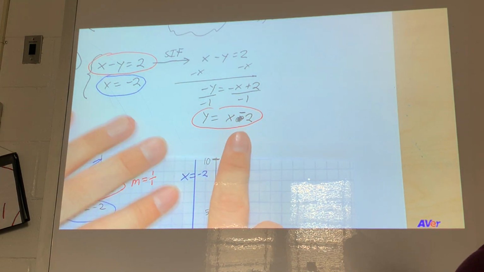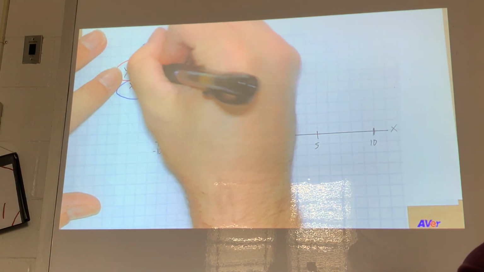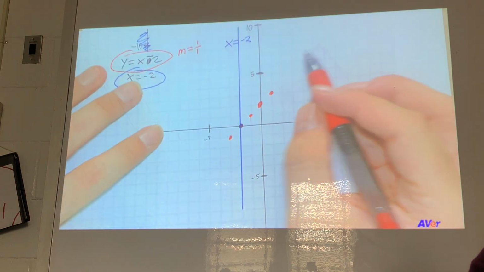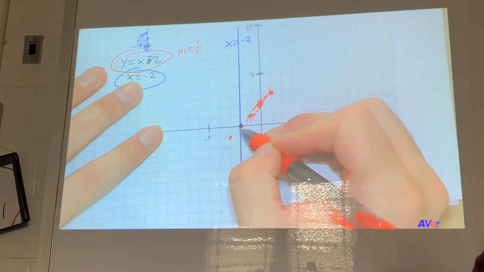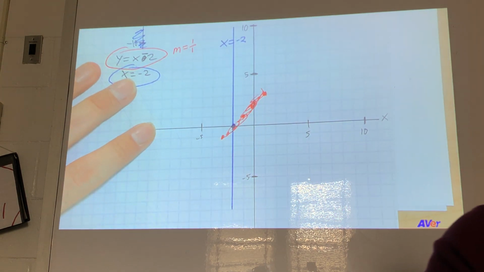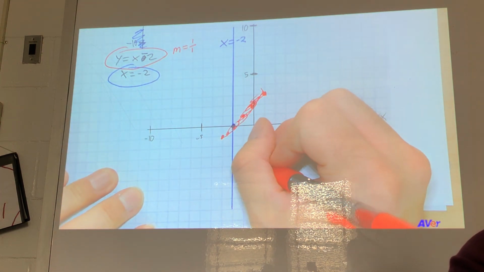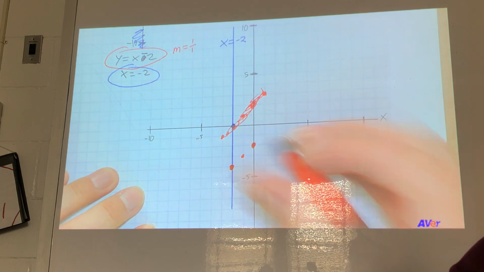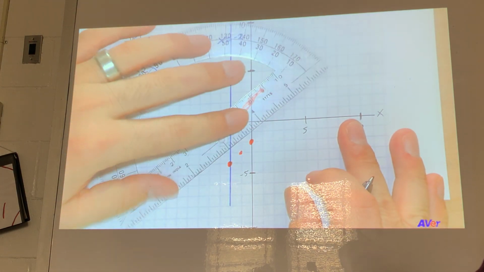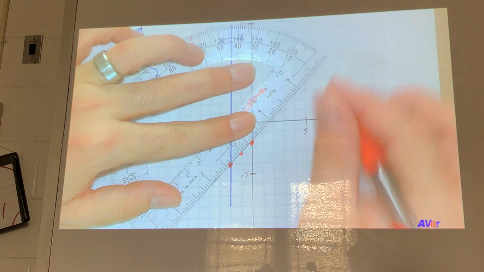So I should be starting at negative 2. So this is all wrong. Sorry, guys. All right, so I should be starting at negative 2, and I should be going down 1 right there, down, down, down, right there. Okay, boom. So there's my line.